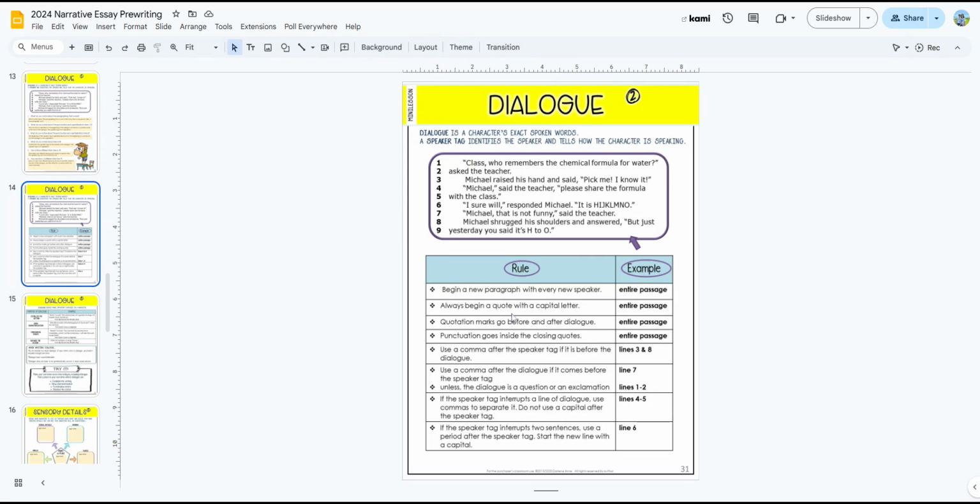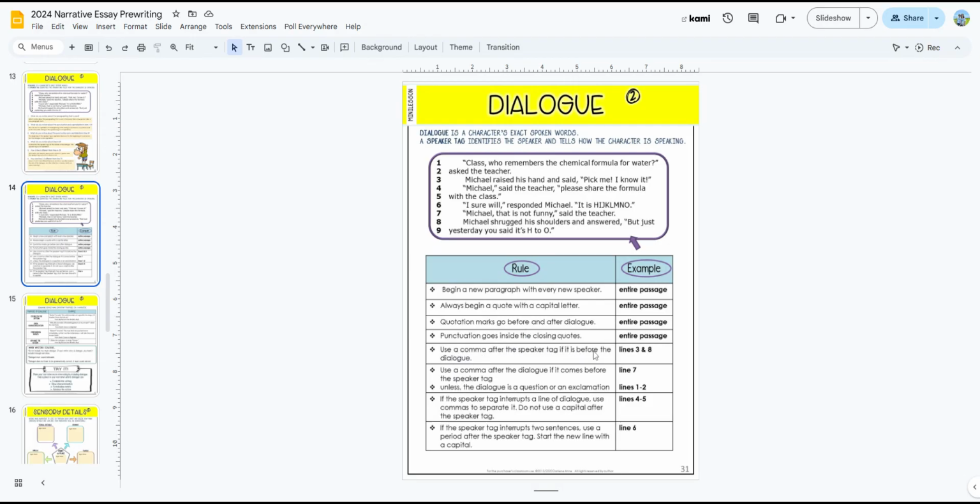They're both capitalized. Quotation marks go before and after dialogue, so they should be right next to the letter or the punctuation that is your dialogue. We do not put a space in between the dialogue and the letter, or the punctuation at the end and the quotation marks. We don't put any spaces. Punctuation goes inside the closing quotes. You see it right here. If we have a question mark, it goes question mark, then quotation marks. Exclamation point, then quotation marks. Same thing with our comma. Comma, then quotation marks. So our punctuation always goes inside.